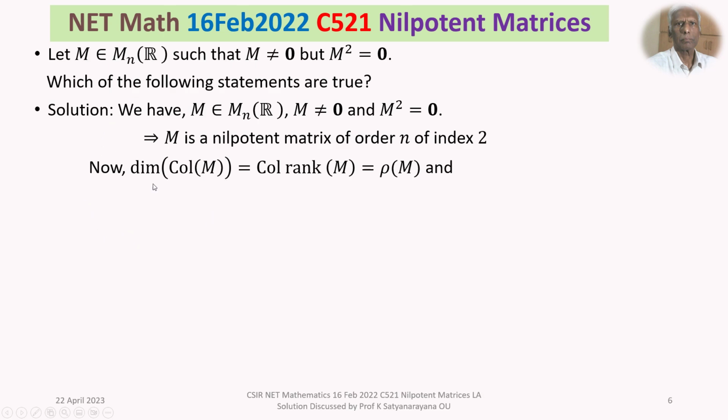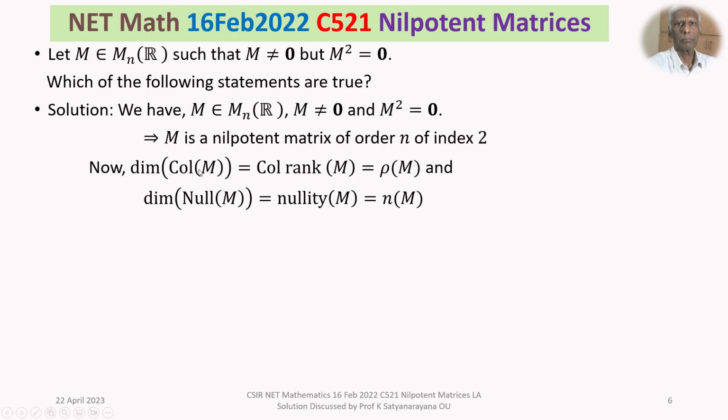Let's see what is the dimension of the column space of M. That is equal to the column rank of M. And we know the column rank of any matrix is equal to the row rank of the matrix, which is equal to the rank of the matrix. Therefore, the column rank of M is equal to the row rank of M, that is the rank of M.